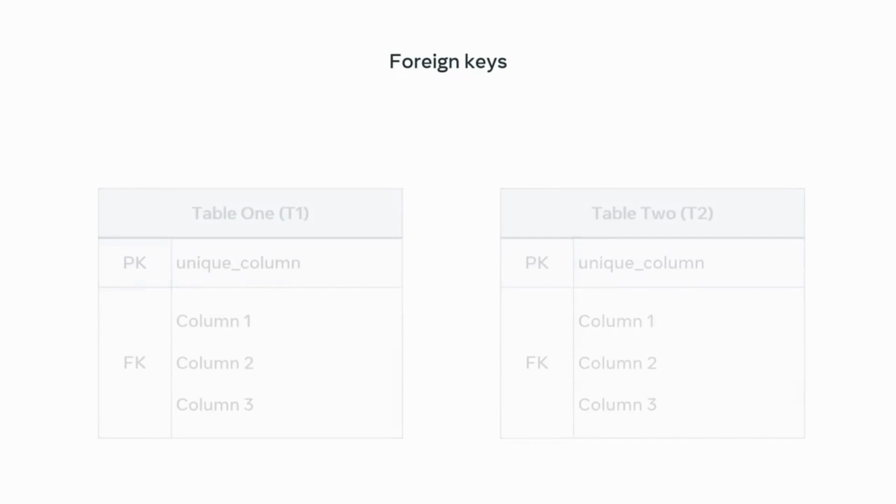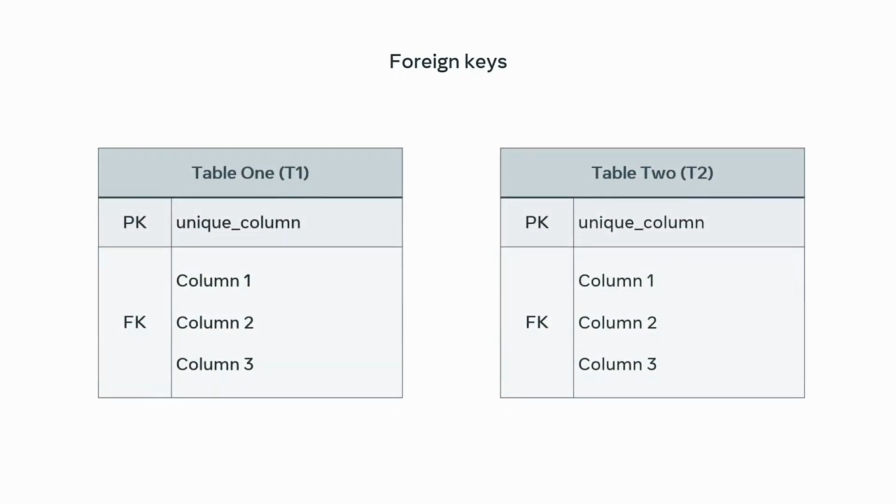But before you learn about how to use a foreign key, let's take a few moments to explore the concept in a bit more detail. To find out more about how foreign keys work, let's take the example of the relationship between 2 generic entity tables. These tables are called Table 1, or T1, and Table 2, or T2.